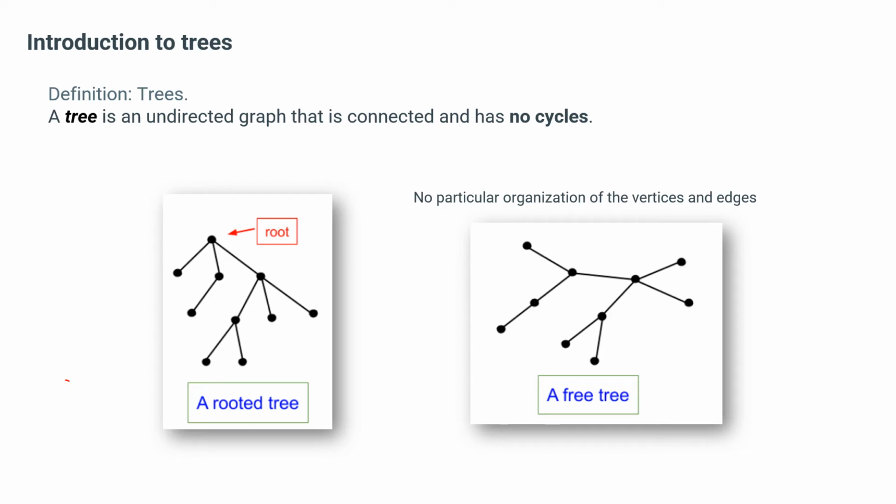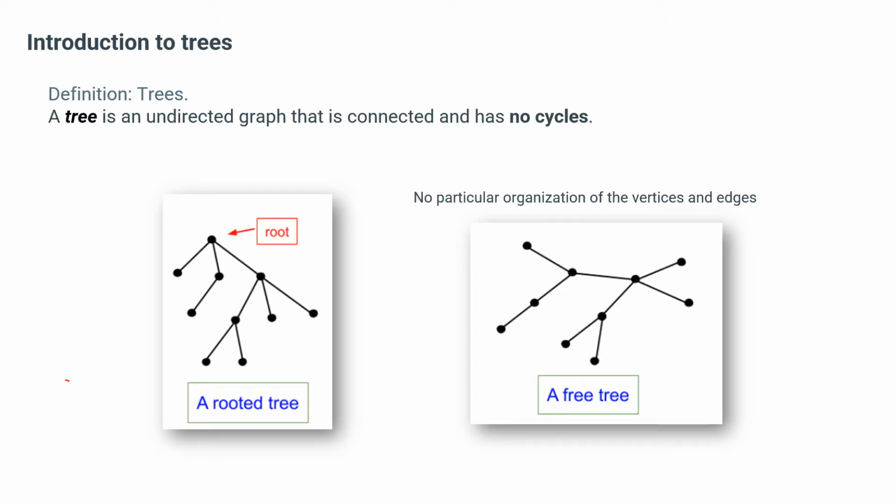We've been talking about graphs, and now we're going to move to a certain kind of graph called a tree. So here in this section, we're going to learn about trees, define trees, and learn some terminology that has to do with trees. So first of all, what is a tree? A tree is an undirected graph that is connected and has no cycles.